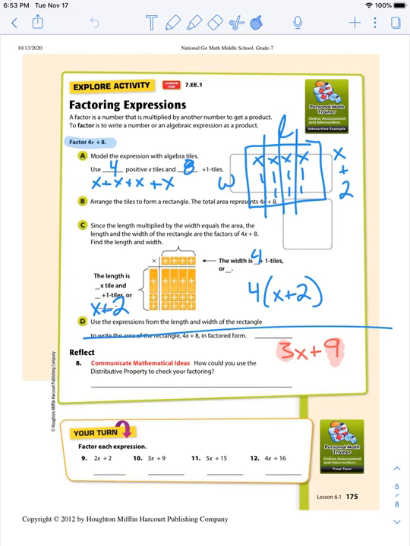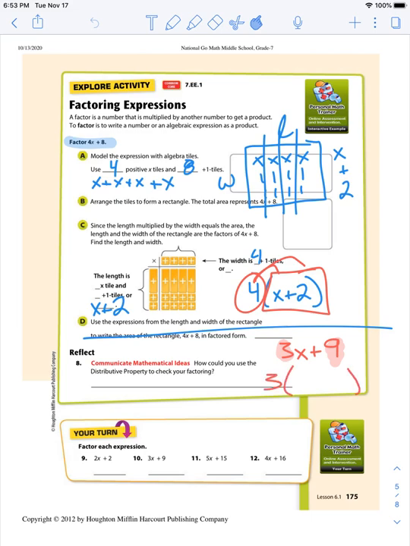So the goal of factoring is to take out what they have in common and get a number outside of the parentheses, just like we did here, multiplied by terms inside the parentheses. It's the opposite of the distributive property. So when we distribute, we go the other way. When we factor, we take out what they have in common. So 3 and 9 have a 3 in common. I'm going to pull out a 3.